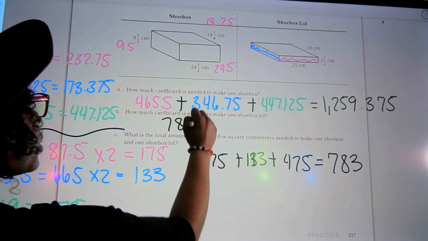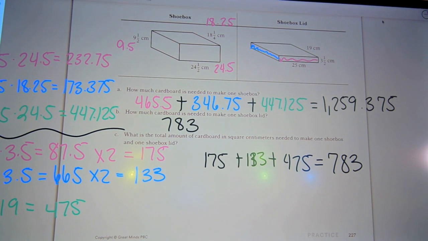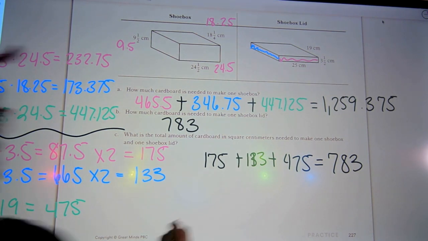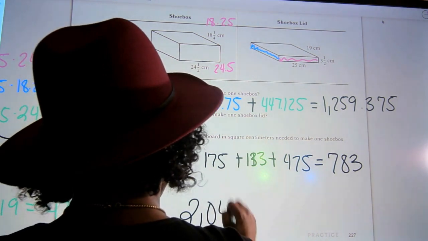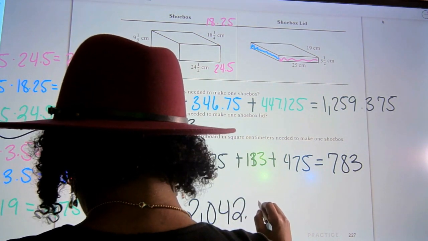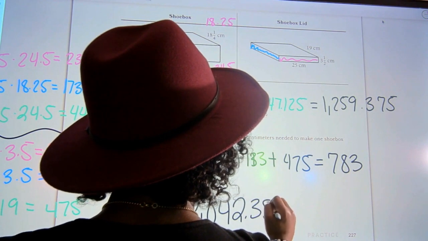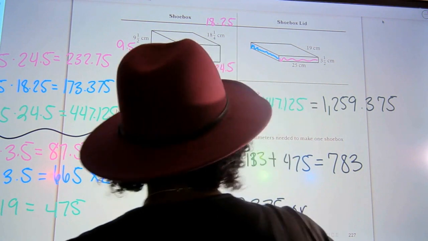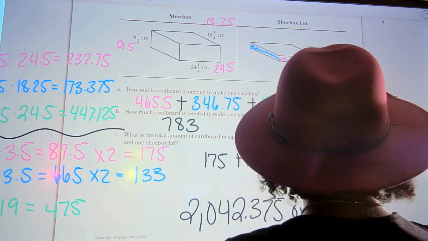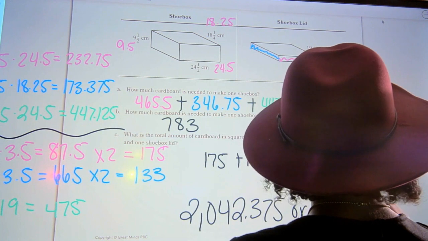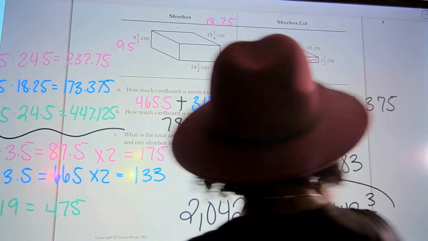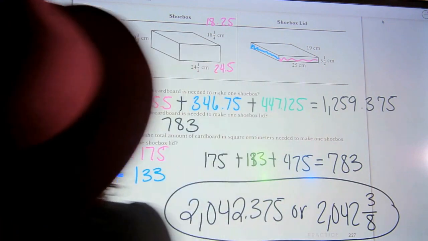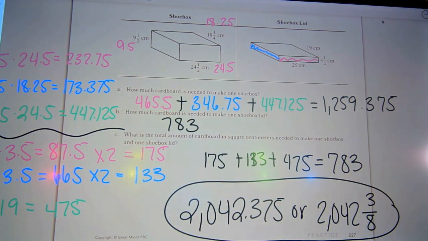We have 783. And then for the last one, it wants to know the total amount. So total amount is 2,042 and 375 thousandths, or if you kept it as fractions, 2,042 and 3/8. All right, and that completes that problem. So let's go ahead and look at our next problem, number 4.